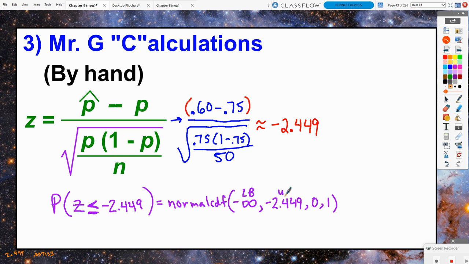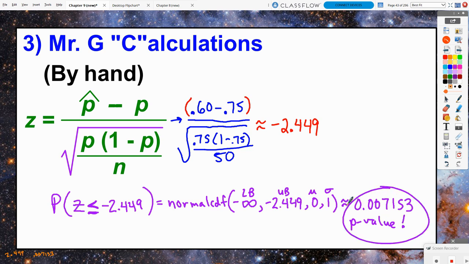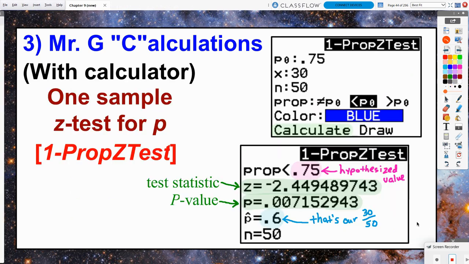So I'm going to label lower bound, upper bound, mu, sigma, and that comes out to be approximately 0.007153. And that, ladies and gentlemen, is our p-value. Now remember, don't just circle the p-value, we also need that test statistic. That z was approximately negative 2.449, and that led us to the p-value of 0.007153.